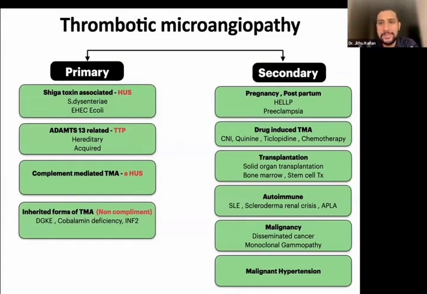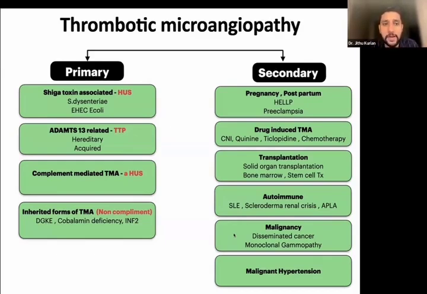Now, coming to this broad outline. When you see a case of thrombotic microangiopathy, we need to keep our mind open and see where that patient fits in. Is it a primary or a secondary TMA? This is very important because only if you categorize the patient rightly here, will the subsequent steps of evaluation as well as treatment go right.